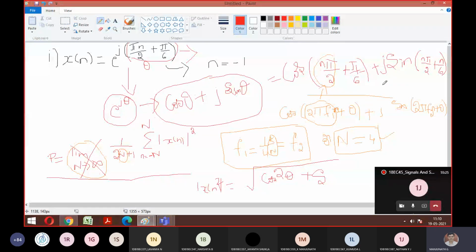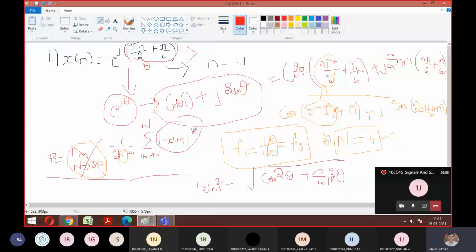So you want me to write that step, or understood? What I told: x of n magnitude square is what I'm supposed to calculate. We know x of n is cos theta plus j sine theta. If you take the square further, it becomes cos square theta plus j sine square theta. If you want to apply a magnitude, that becomes root of, right? So j square value becomes -1. Since the magnitude is there, that is going to be positive. Hence I wrote root of cos square theta plus sine square theta.